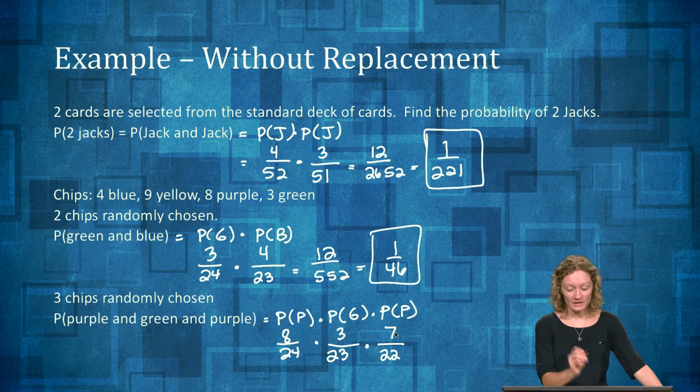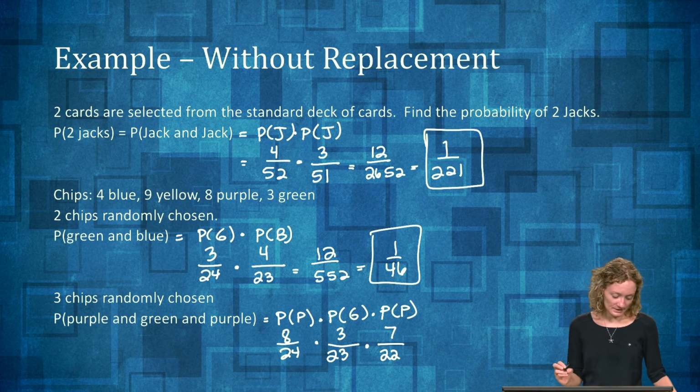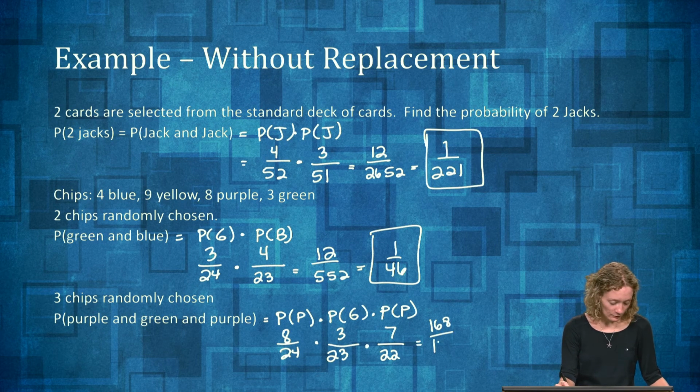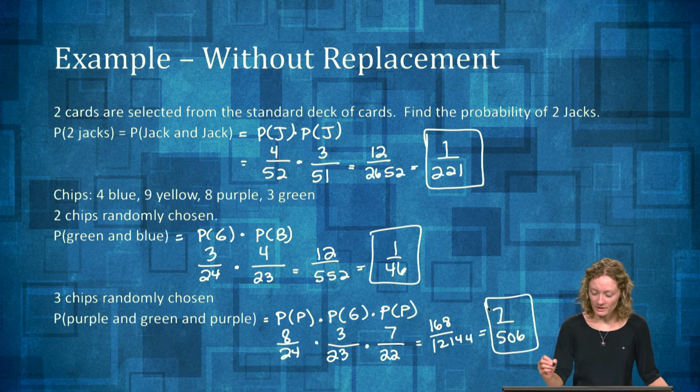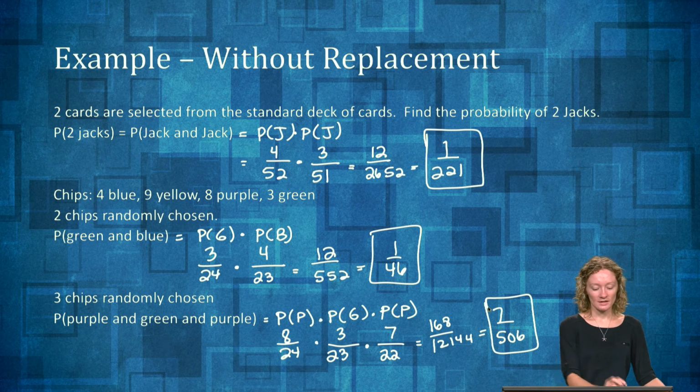You have the probability of each individually. Multiply and simplify. 168 over 12,144, which simplifies to 7 over 506. So you have a 7 out of 506 chance of choosing purple and then green and then purple from a bag of chips with 24 options like that.